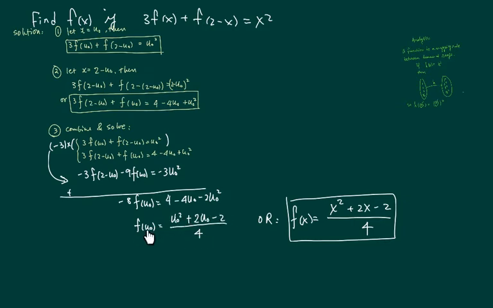Now, since u0 is an arbitrary number, effectively, my apology, f of x is really x squared plus 2x minus 2 divided by 4. That is our function. Well, I hope this helps.